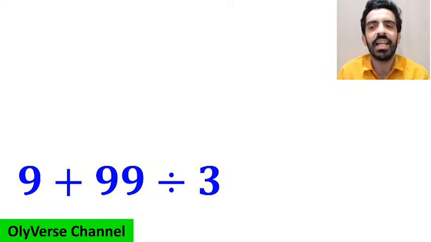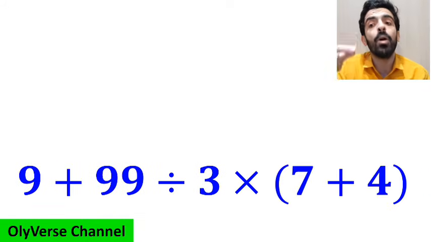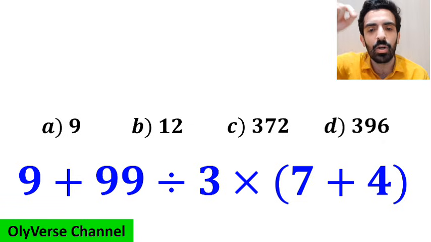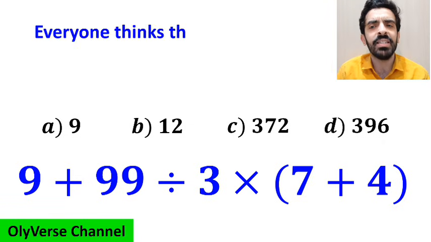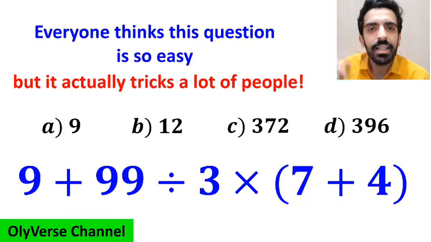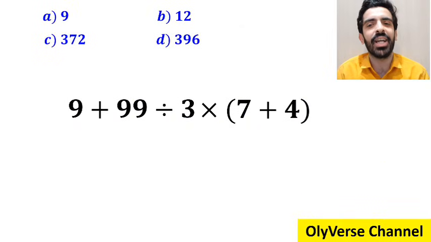What is the value of the expression 9 + 99 ÷ 3 × (7 + 4)? Which option do you think is the correct answer to this question? Everyone thinks this question is so easy, but it actually tricks a lot of people. Let's take a closer look and solve it together.